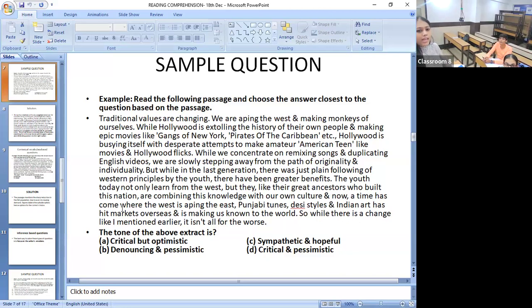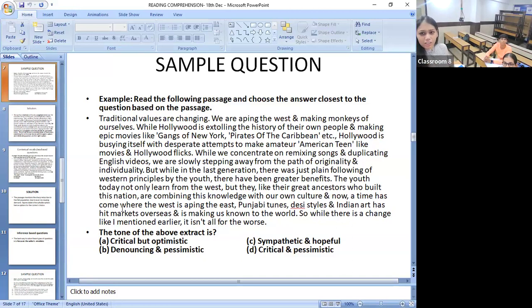Here: while we concentrate on remixing songs and replicating, we are slowly stepping away from the path of originality and neutrality. What tone is this? It's a critical tone. We're criticizing that even if we are doing good, we are not actually doing good. We are aping the West, and the West is making monkeys of us. Actually, the first line itself is a very sarcastic tone. You are criticizing your own things. Even though I say I'm progressing, technically I'm not progressing. It would have been sarcastic and optimistic. In option A, what should we choose? Sarcastic.